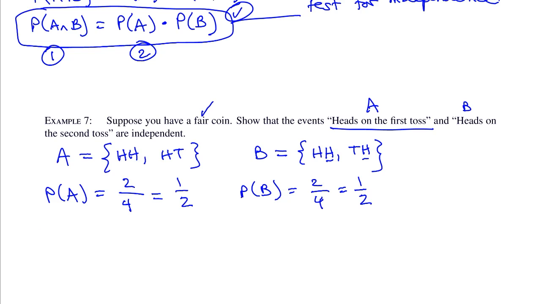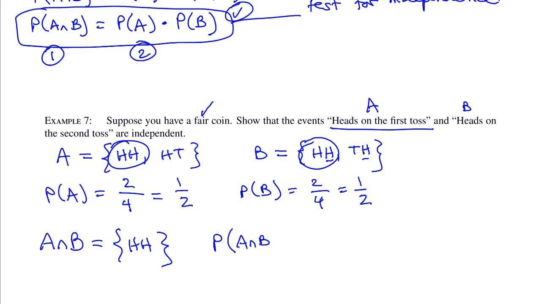Let's look at the set A intersect B. What is the actual set A intersect B? It is heads, heads. There it is. So the probability of A intersect B is what? It is 1/4. What is the probability of A times the probability of B?